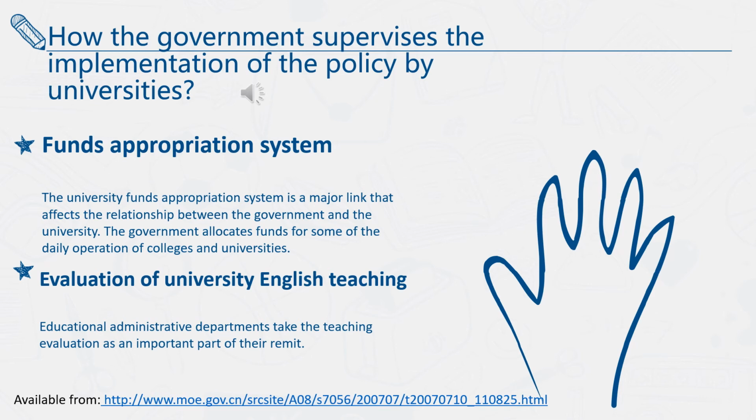When the government has the right to allocate resources, it must influence the values of university behavior and the evaluation of university English teaching. Educational administrative departments at all levels and institutions of higher learning take the teaching evaluation of college English as an important part of their undergraduate teaching level evaluation.